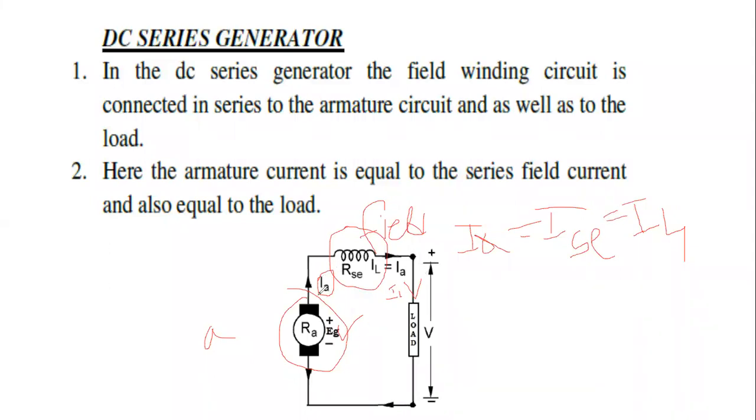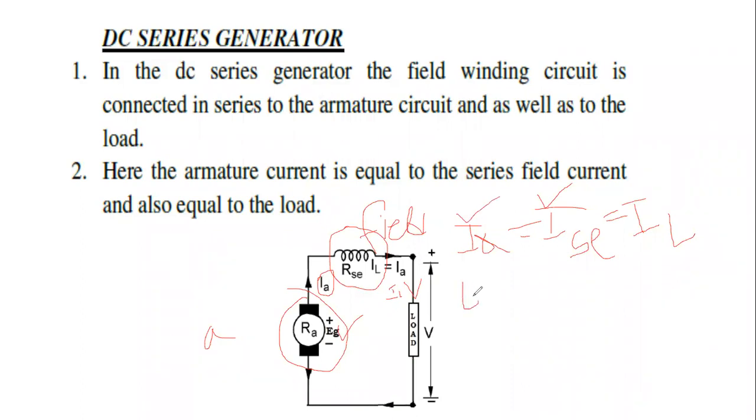In the armature, the current that flows is the IA current. That IA current flows through the series field winding, where it is considered as ISC. If the current flows through the load, it is considered as the load current, that is the IL. Therefore, in the case of a series generator, the armature current IA is equal to ISC is equal to IL. This is the current equation for the series generator.